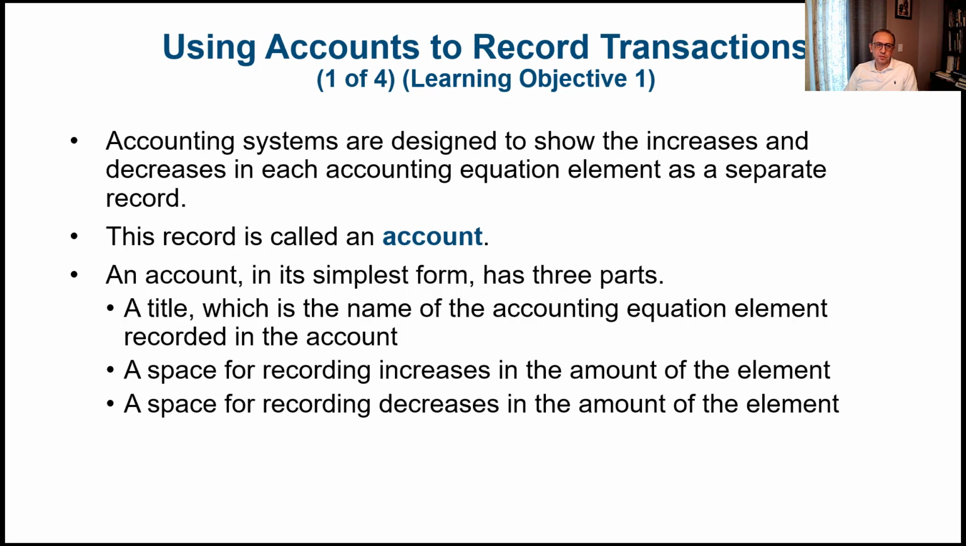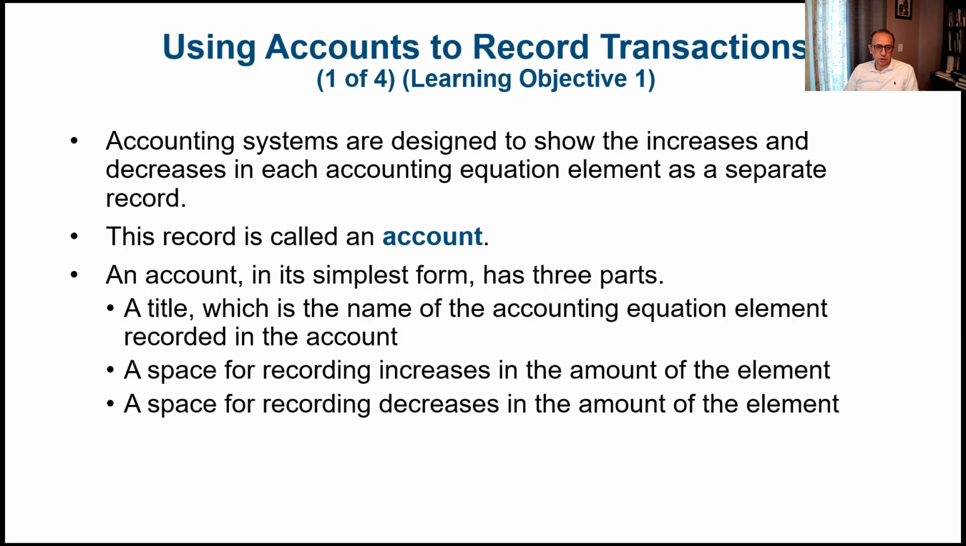An account in its simplest form has three parts. It has its title, which is the name of the accounting equation element recorded in the account. We've seen it last chapter, where we've seen cash, we've seen accounts like capital, fees earned, wages expense, land, supplies. All these accounts are different accounts within the accounting equation.